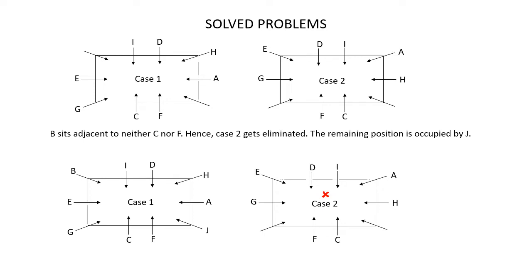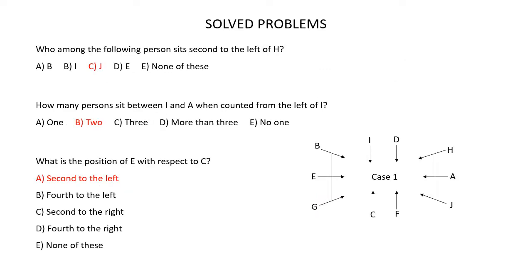Let's move on to case 2. In case 2, the only two positions left are this position and this position for B and J. But B does not sit next to F or C. So B cannot sit in either of these positions. So case 2 is not possible. Case 2 is eliminated. So case 1 is the final seating arrangement for the given problem. This is the final seating arrangement for the given problem.